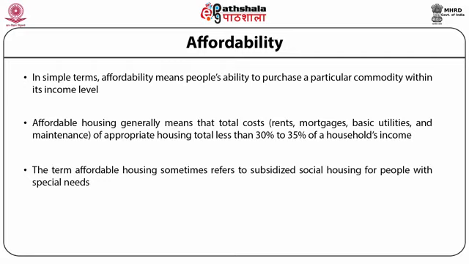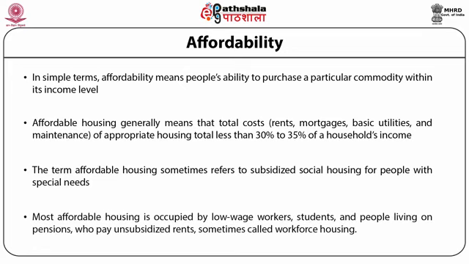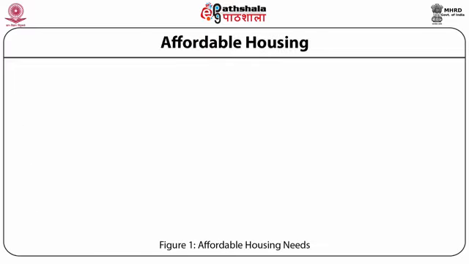The term affordable housing sometimes refers to subsidized social housing for people with special needs, that is, people with physical or mental disability, severe poverty, etc. But that is actually a minor proportion of total affordable housing demand. Most affordable housing is occupied by low-wage workers, students, and people living on pensions who pay unsubsidized rents, sometimes called workforce housing. The figure shows various affordable housing needs ranging from a small group that needs emergency shelter or subsidized housing to a much larger group that needs affordable rental or owned housing.